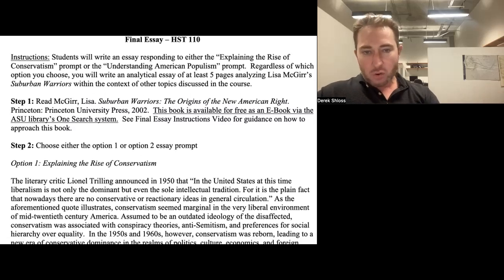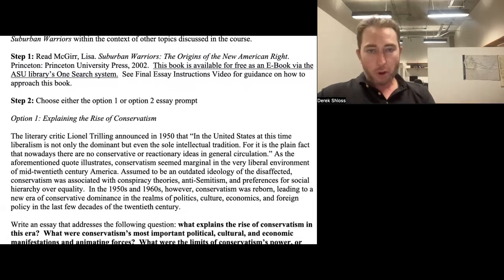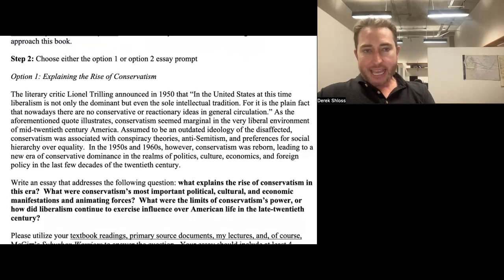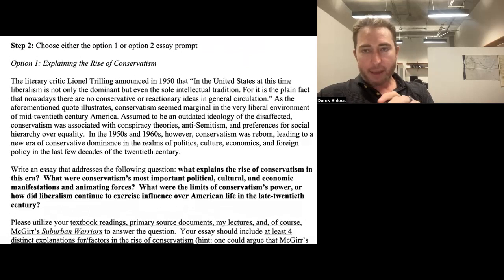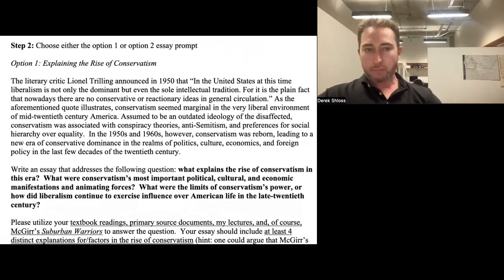Okay, so step 2, and by the way, I'm going to talk more about how to approach reading this book in a second, so I'll come back to that. But basically step 2 is to choose either the option 1 or option 2 essay prompt. And let's read through these prompts and talk about them.